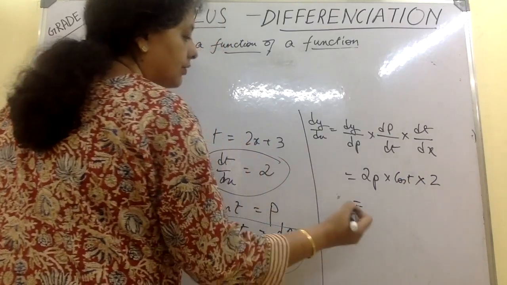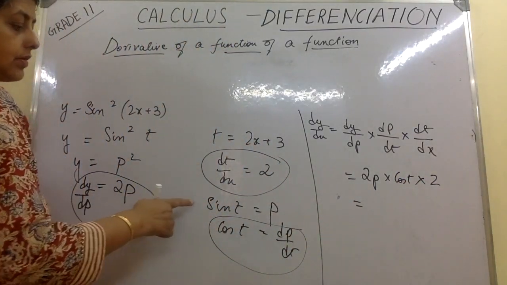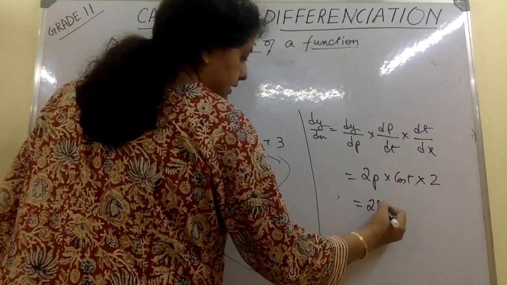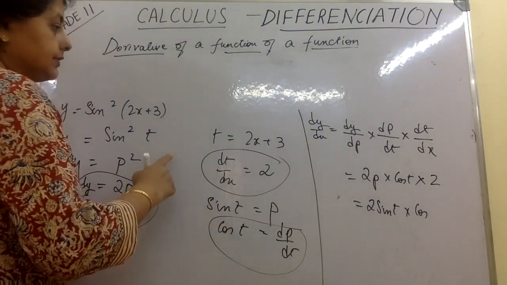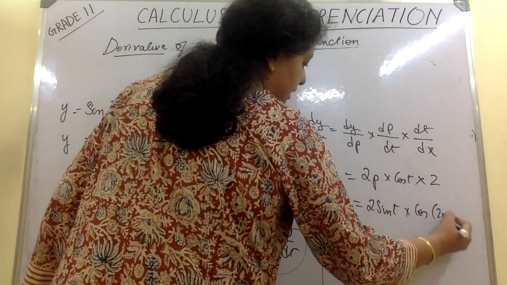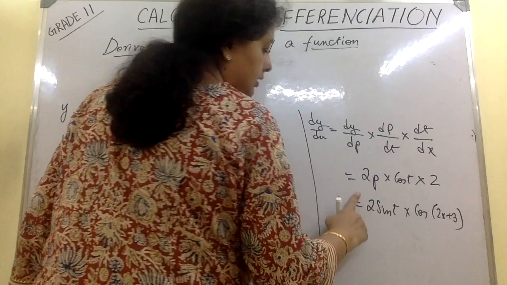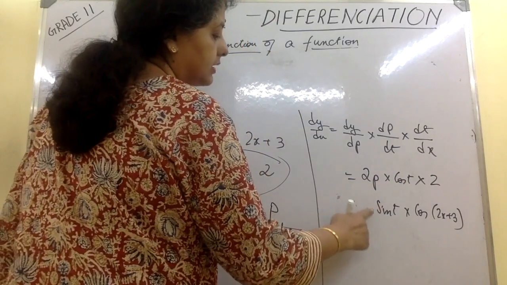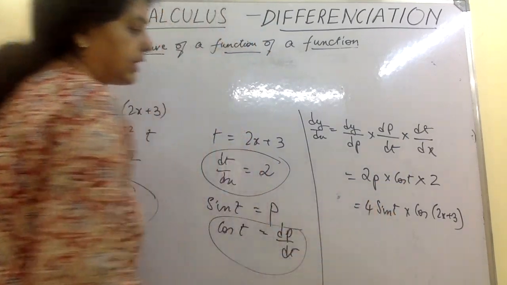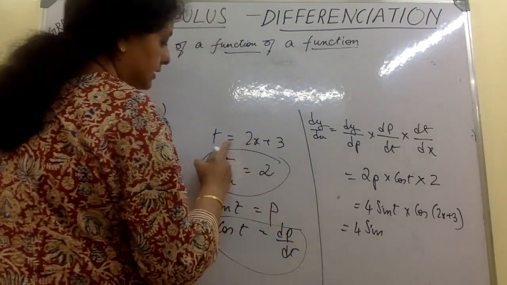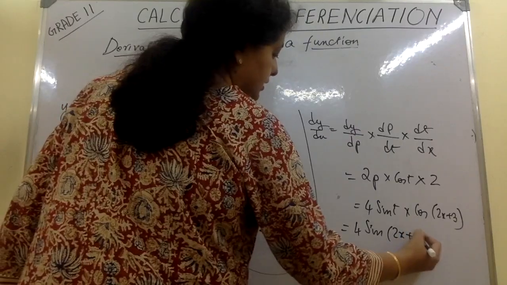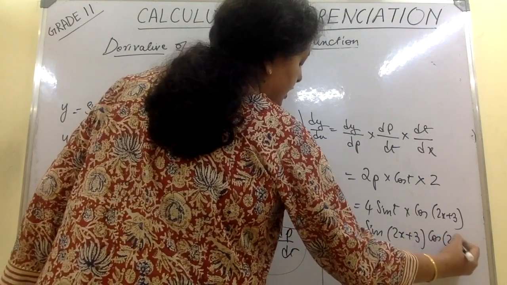Okay, so now 2p, p is equal to sin t. 2 sin t into cos t, t is 2x plus 3. And with a 2 there, I'll make this 4. Okay, but then it's not done. 4 sin t is this: 2x plus 3, 2x plus 3 cos 2x plus 3.